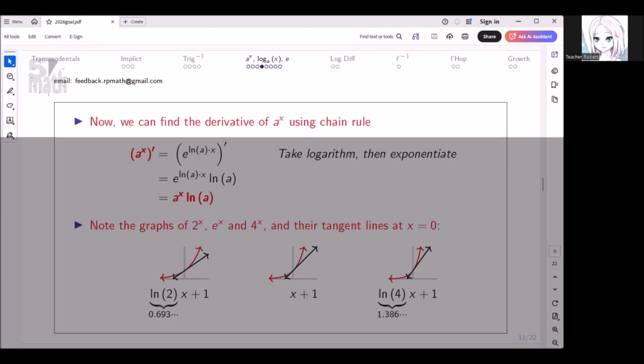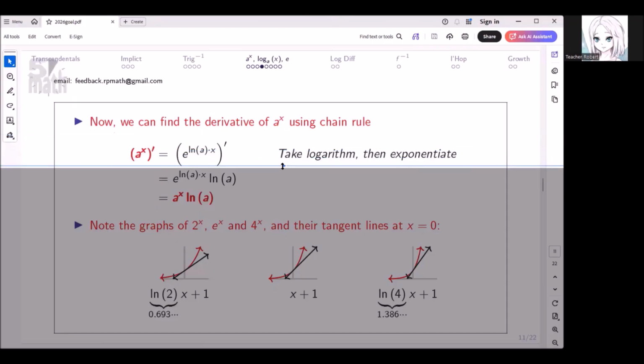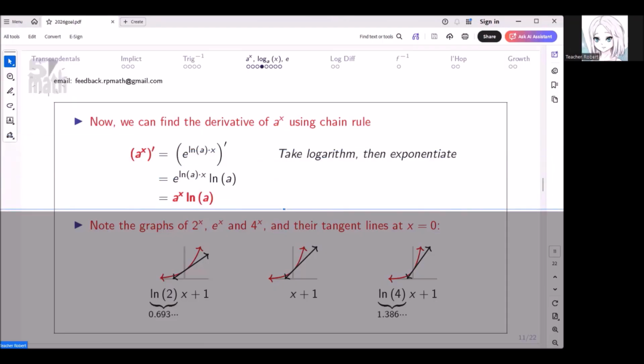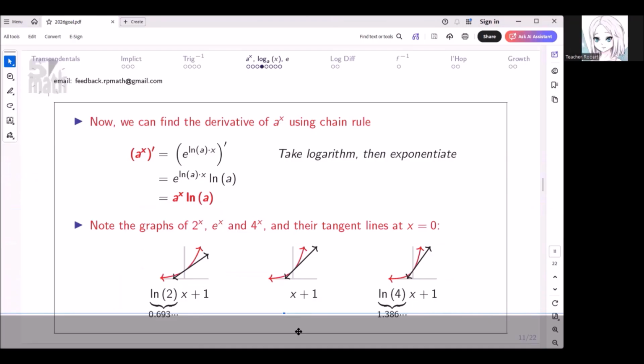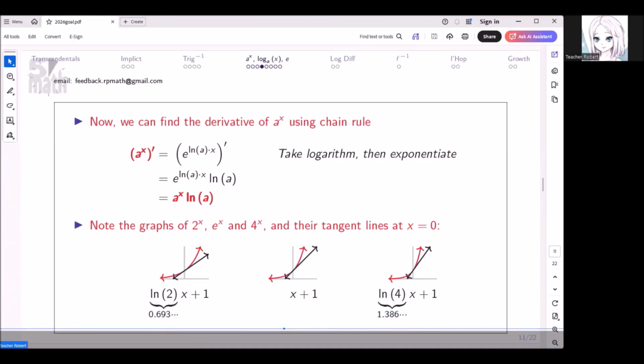Now, we can find the derivative of a to the x using chain rule. We have the following. Note the graphs of 2 to the x, e to the x, and 4 to the x, and their tangent lines at x equals 0. Here are the pictures.